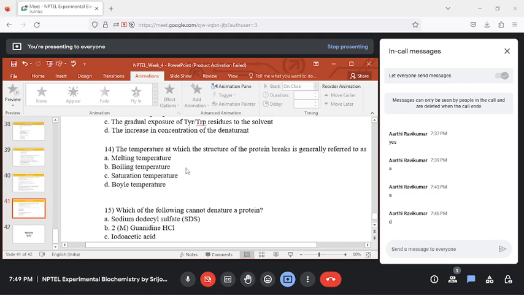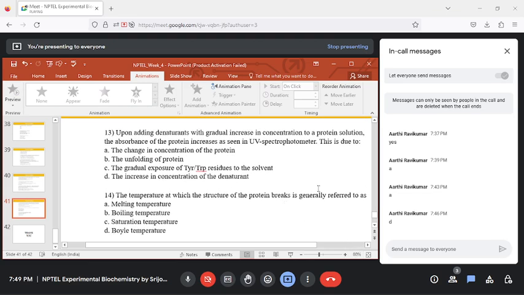Coming to the next set of questions, and I think this is the last set. Upon adding denaturants with a gradual increase in concentration to a protein solution, the absorbance of the protein increases as seen in UV spectrometer. This is due to why? What happens when denaturants are added? The options: the change in concentration of the protein, the unfolding of protein, gradual exposure of tryptophan and tyrosine residues to the solvent, the increase in concentration of the denaturant.